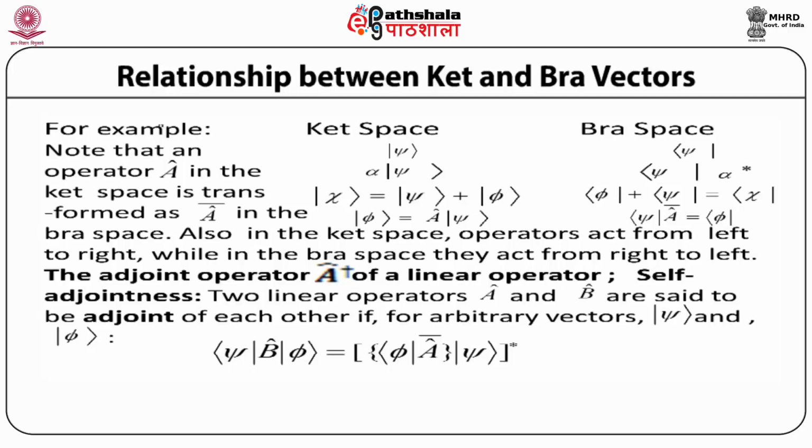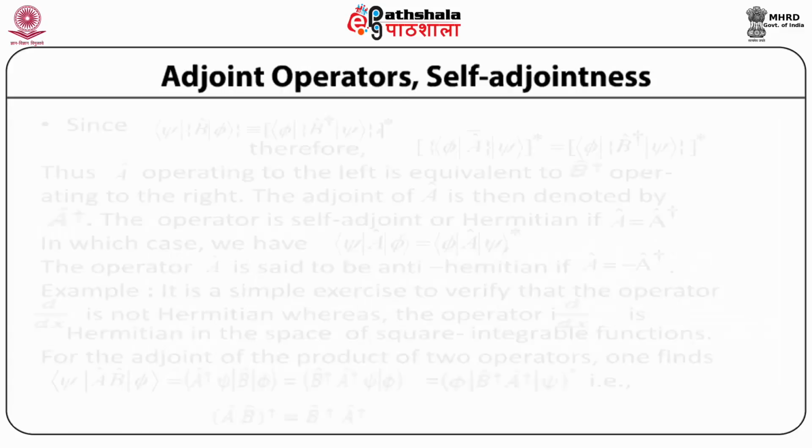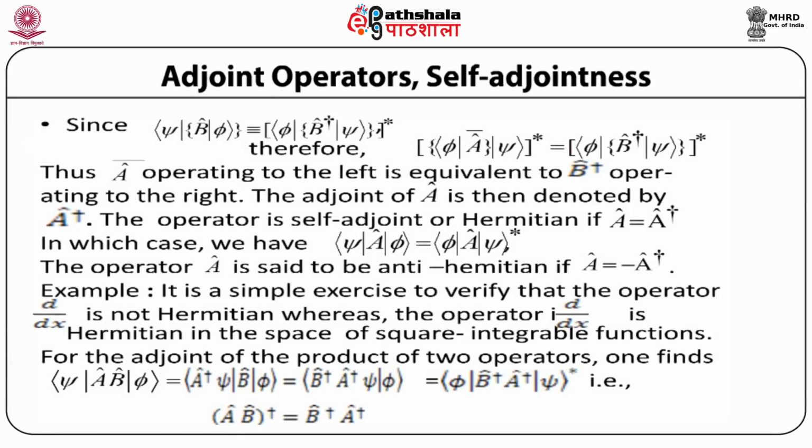Further, we have these relations also which are defined for the ket and the bra space. So if we have two operators, now let us consider an example. It is a simple exercise to verify that the operator d by dx, which is a differential operator, is not Hermitian, whereas the operator i d by dx is Hermitian in the space of square integrable functions.